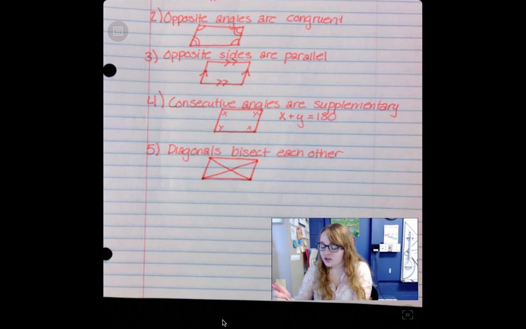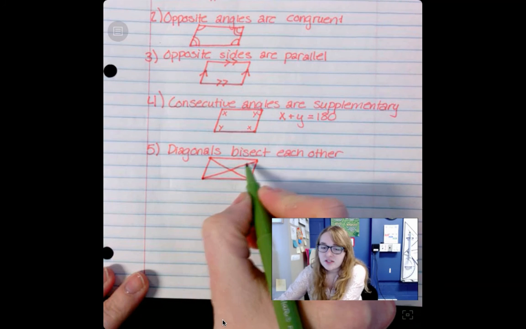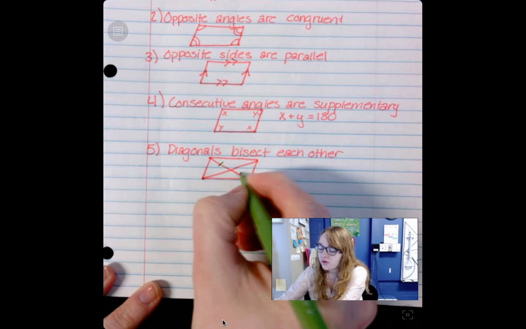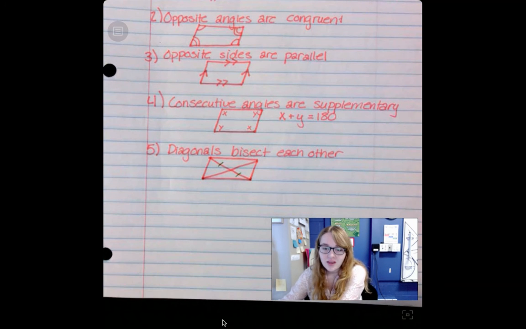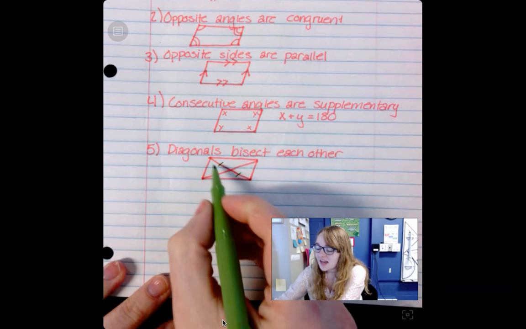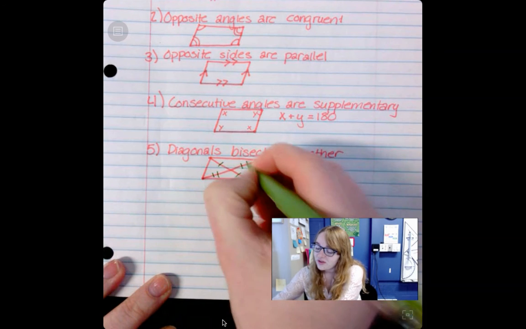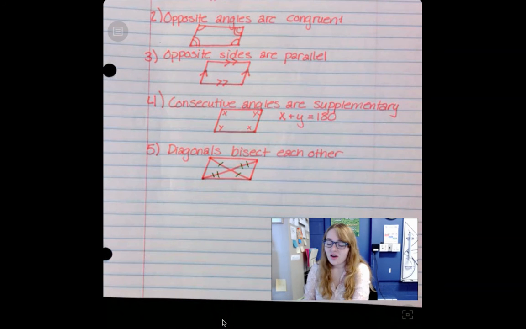Now, our diagonals bisect each other, which means that this first diagonal is cutting our second diagonal into 2 congruent pieces, so they each get a tick mark. And our second diagonal here is cutting our first diagonal into 2 congruent pieces. Okay, so those are 5 super cool rules for parallelograms. Now let's jump into some problems.